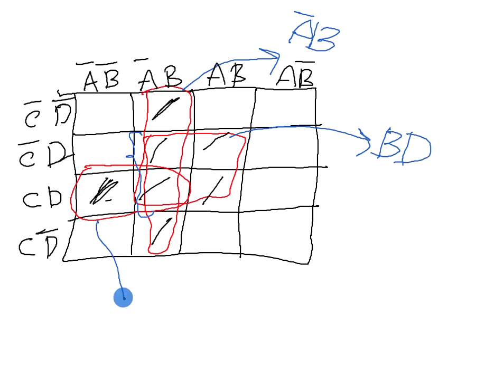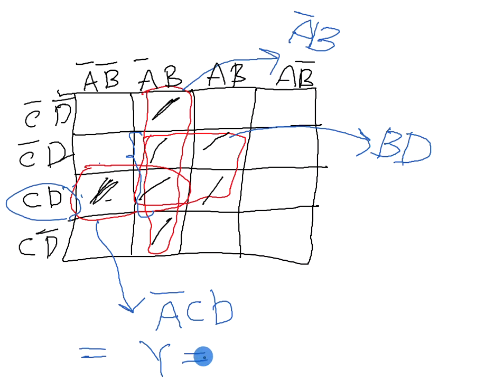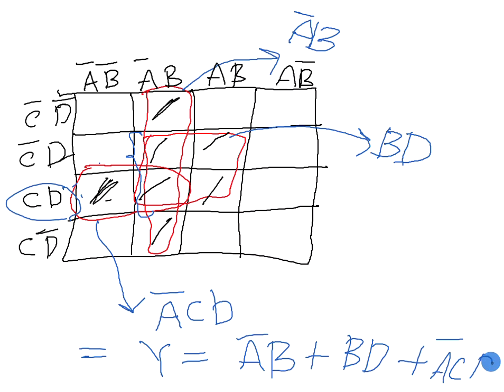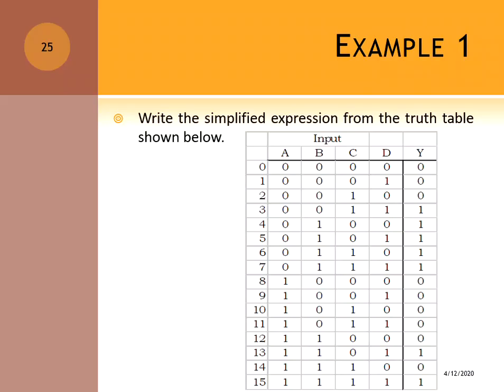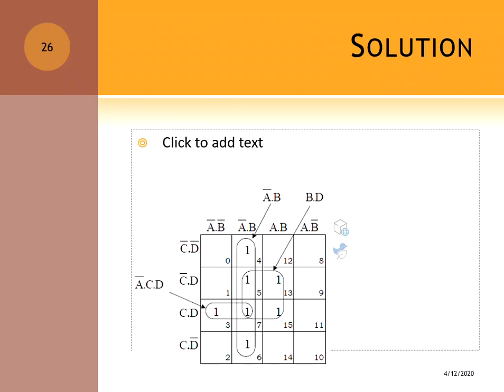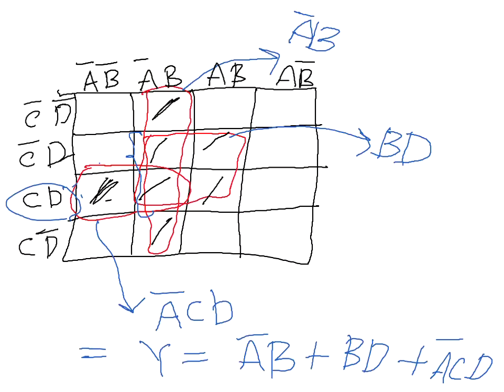And then this loop, we consider A bar B bar, A bar B. So the common term is A bar, but we cannot just write A bar. We have to dot with C D. So finally, our expression becomes A bar dot B plus B D plus A bar C D. Let's check the answer: A bar C D, A bar dot B, and then B D.